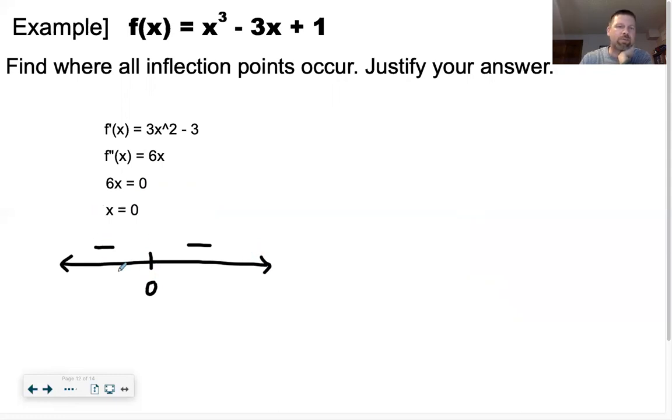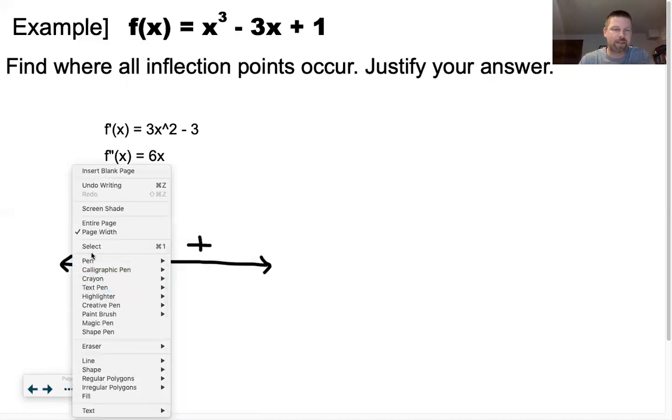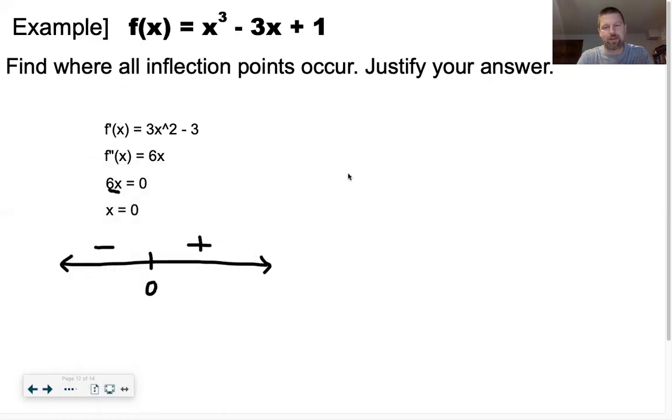In this case, if I put in something less than 0 into here, that's definitely a negative value. If I put something more than 0 into there, that'd be a positive value. So the second derivative does change from a negative to positive, so it is an inflection point. Just make sure to check that. All right, so then yeah, let's write that one down.